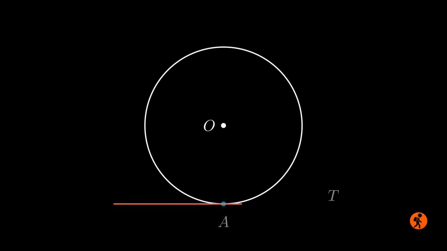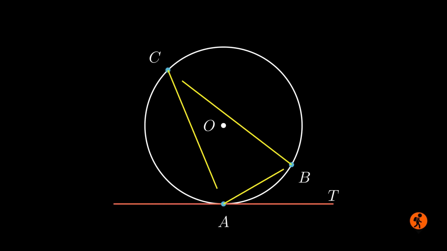Welcome to Mathland. For our final major proof, we tackle the Tan-Chord Theorem. We have a tangent line touching the circle at A and a chord AB. The theorem states that the angle between the tangent and the chord, which we will call A1, is exactly equal to the angle in the alternate segment, angle C.